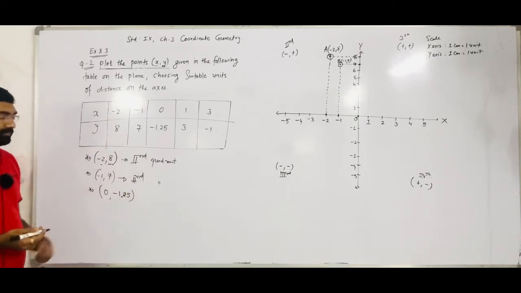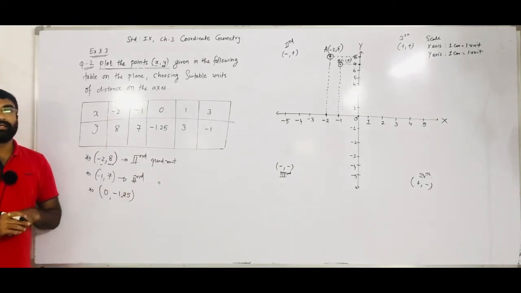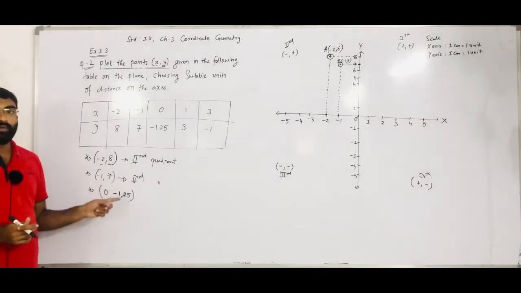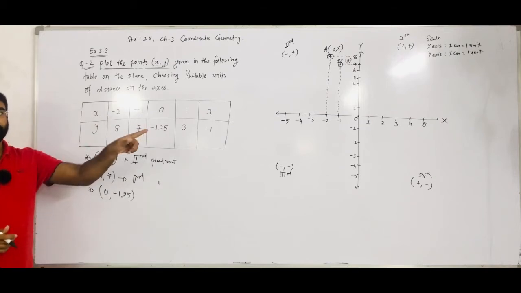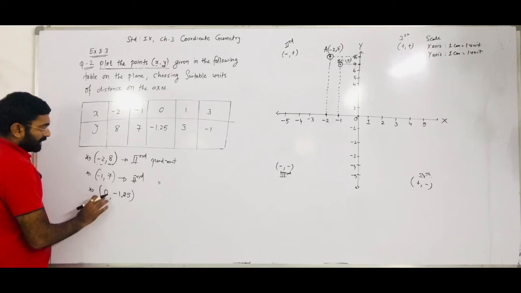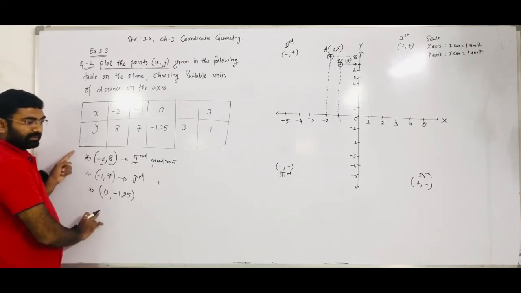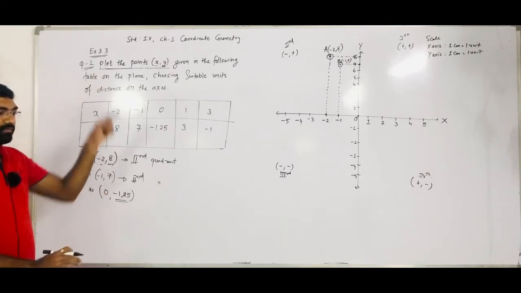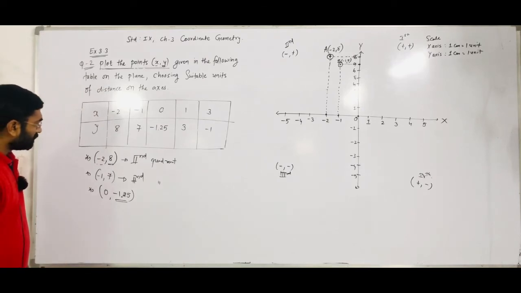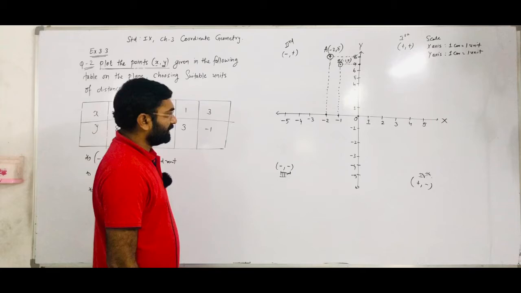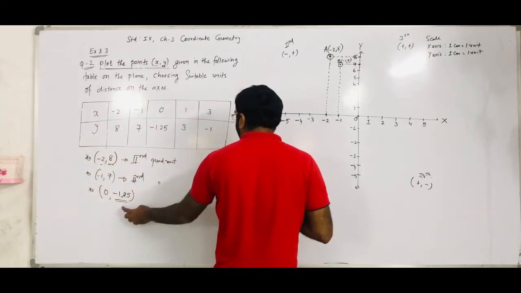Now, that is important. As we discussed in the earlier sum, if any one of the coordinates is 0, then that point lies on an axis. Right? In which axis does it lie? Based on the given value we have to observe. Here the x coordinate value is given as 0, so that point does not lie on the x-axis. Here the y coordinate value is given, so that point lies on the y-axis. But the y-axis value is minus 1.25. So minus 1.25 on the y-axis.